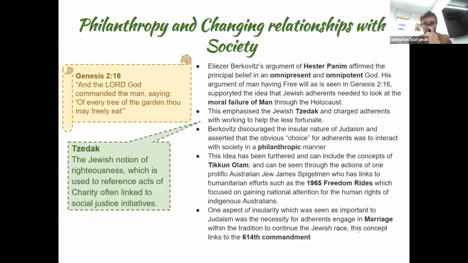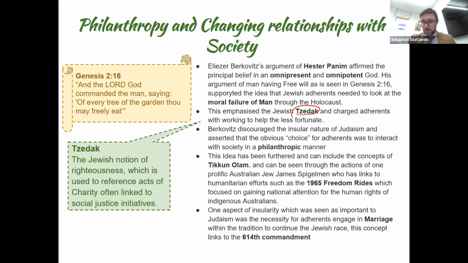Okay. Now, another big impact was on the philanthropy and the changing relationships with society. Berkovits's idea of Hester Panim affirmed the principle of belief of an omnipresent, omniscient, and omnipotent God, and his argument of man's free will, seen in Genesis 2:16, supported that man had a moral failure throughout the Holocaust. As a result, you could emphasize this idea of tzedakah, or Jewish charity, charging adherents to be good and impact the world philanthropically. This idea can refer to ideas like tikkun olam.